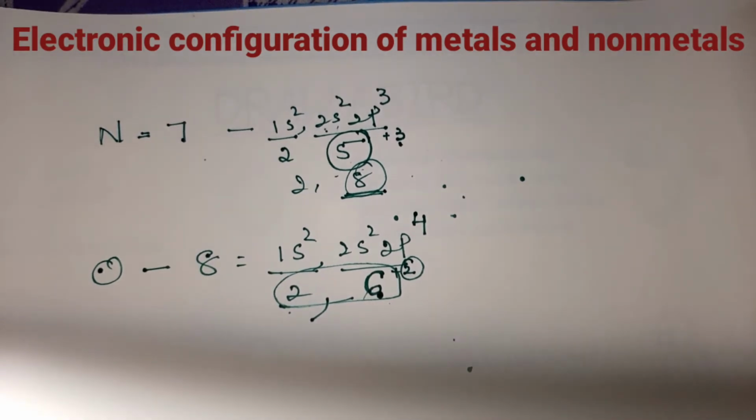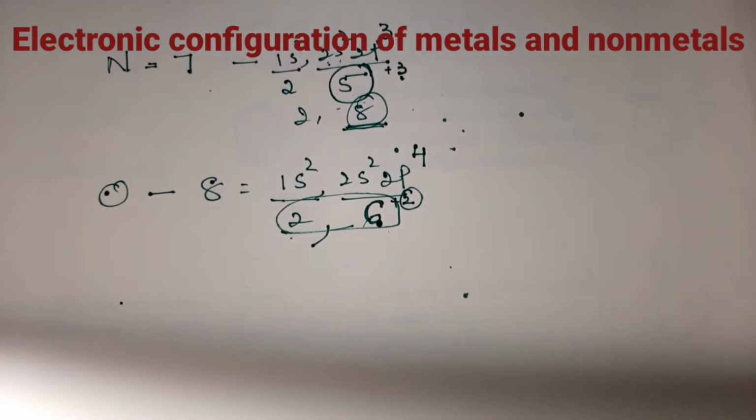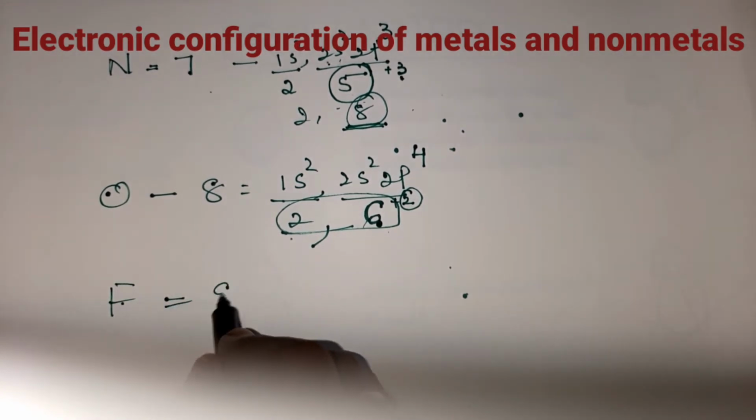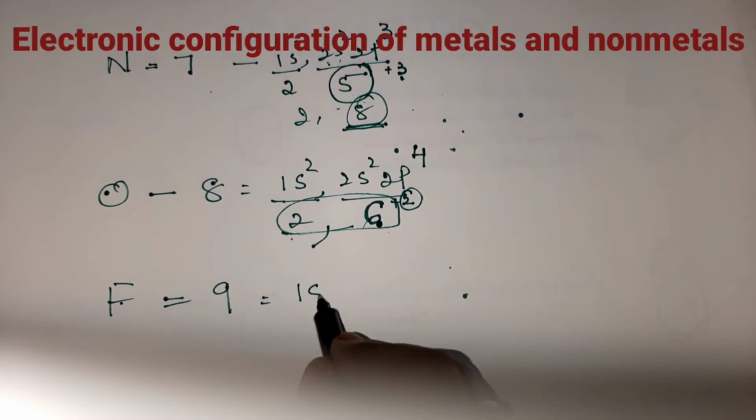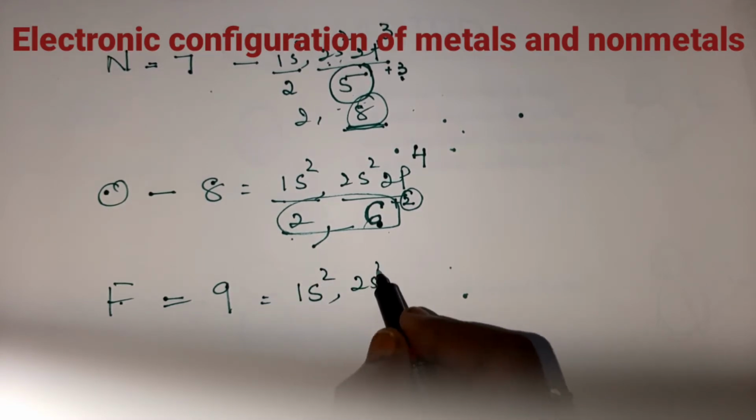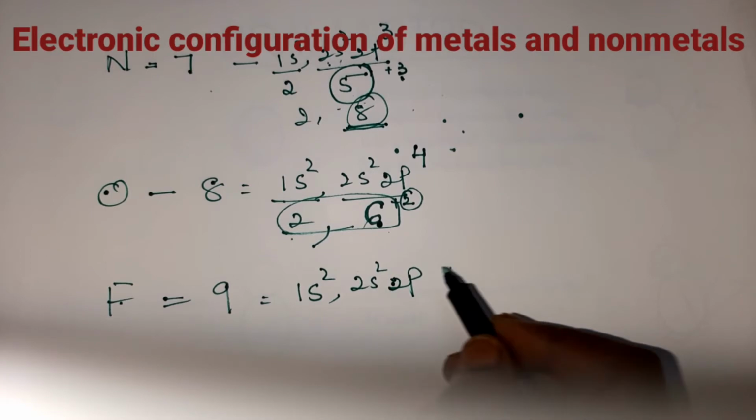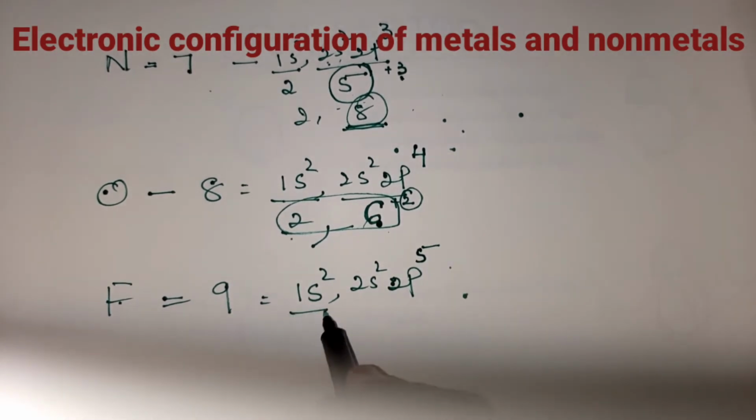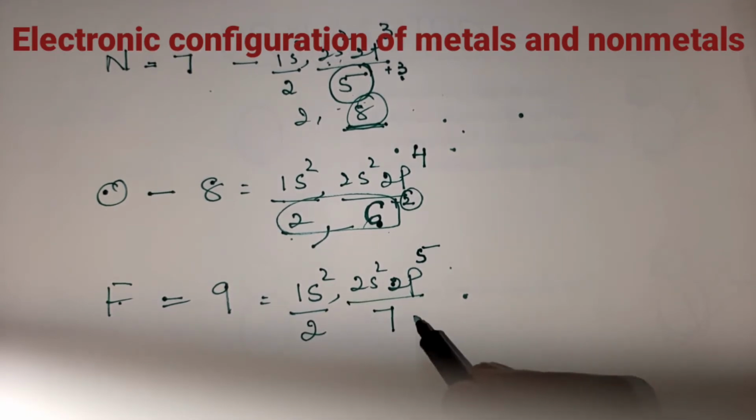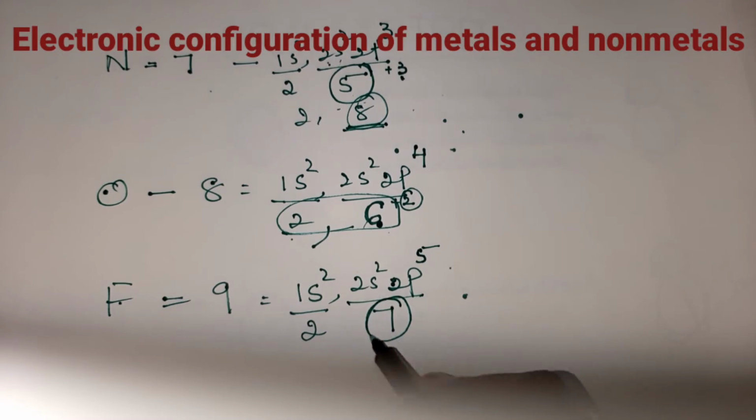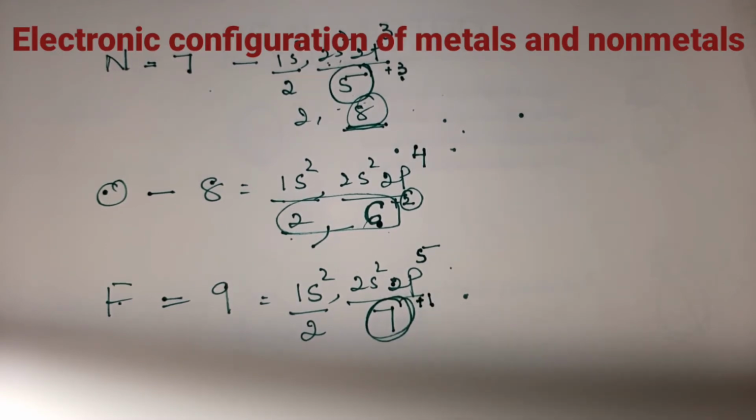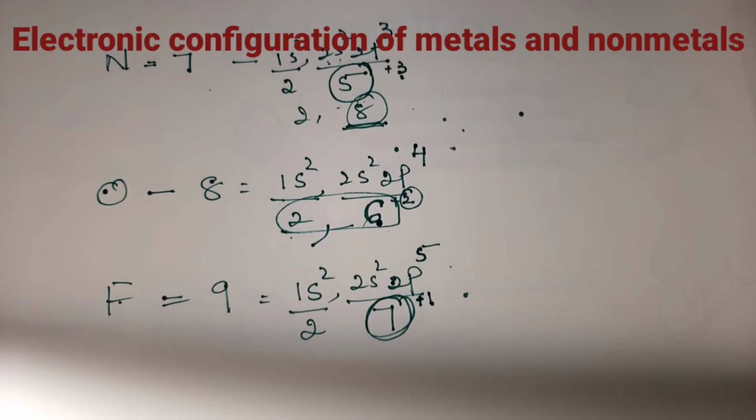If you take one more example of non-metals, you can take fluorine, F. The atomic number is 9. So what is the electronic configuration? 1s2, 2s2, 2p5. Okay, children? So first shell is 2, second shell 7 electrons. So in order to attain noble gas configuration, it is in need of 1 electron. So that 1 electron it will receive from the metals.